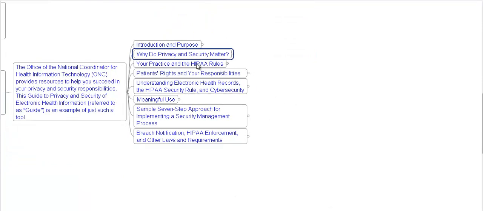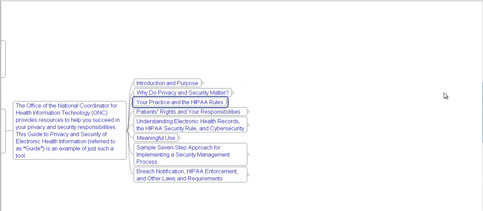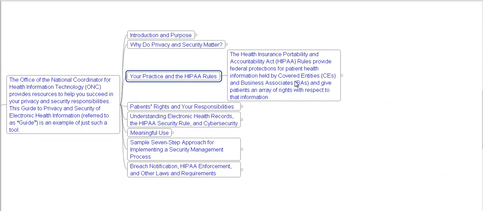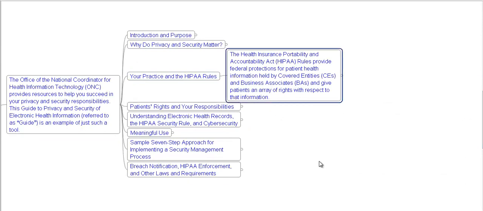Now let's see the next topic. Your practice and HIPAA role: Health Insurance Portability and Accountability rules. The Health Insurance Portability and Accountability Act, HIPAA rules, provide federal protection for health information held by covered entities and business associates and give patients an array of rights with respect to that information.